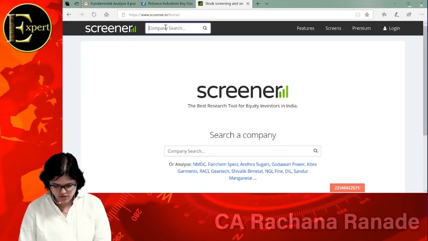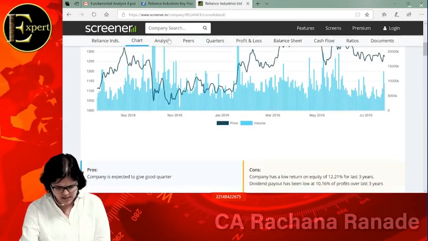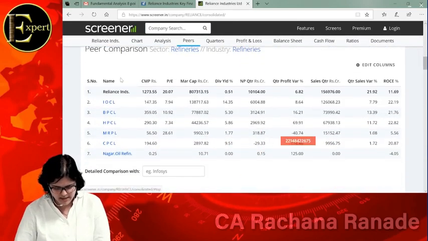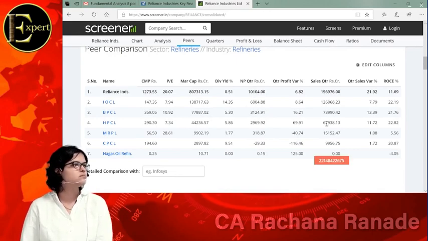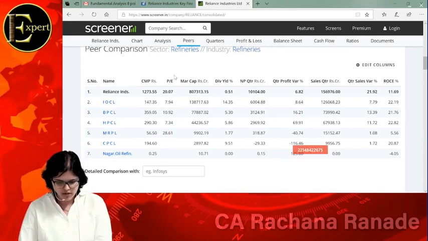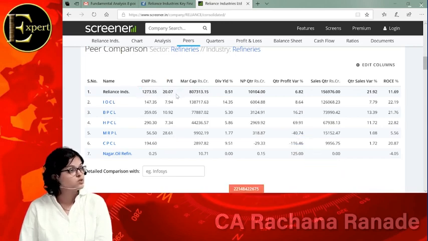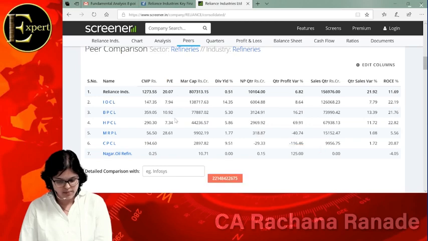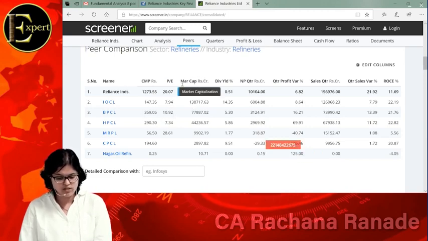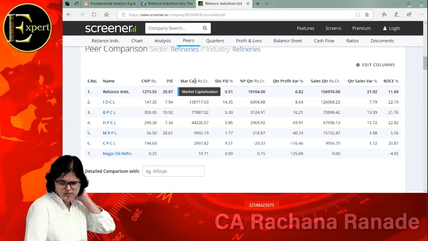Okay, so if you just check this Reliance, here you can see that their columns are different. We do get a P as a ready-made ratio. So here you can see Reliance's P is 20, IOCL 7, BPCL 10, HPCL 7, MRPL 28. This is a little bit more, but otherwise BPCL, HPCL, IOCL comparatively lesser. Then they have one point known as market capitalization. Anyone knows what is the meaning of market capitalization?